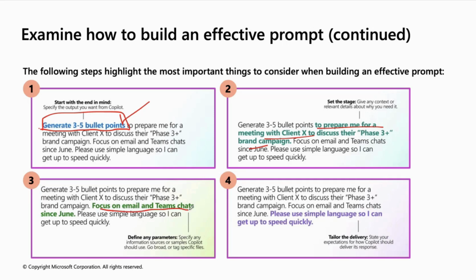This is your source. So Copilot will look only for the emails and Teams chat since June. This is my source. And this is my expectation: please use simple language so I can get up and speak quickly. Okay.